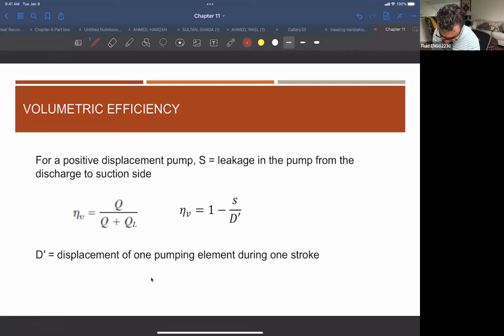Same thing here. I think this is what explains what I was talking about. The Q leakage here, you can put like this, is the actual flow rate, and this is the total flow rate, which is the actual flow rate plus the amount of leakage. You can look at it from this aspect, or you can say displaced minus leakage over the actual volume. Both are the same.